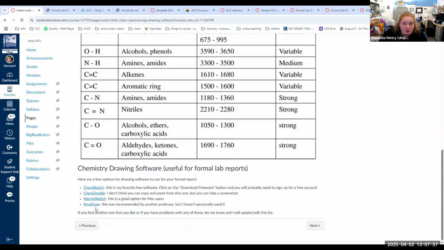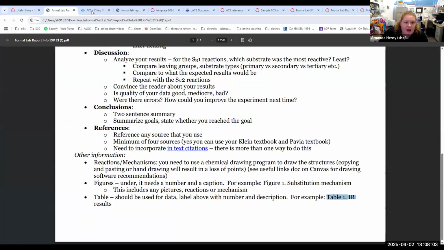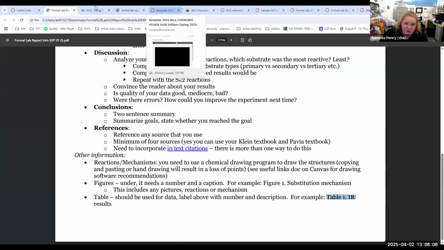Not all of them let you copy and paste though, so you might have to do screenshots and then crop it down. Marvin Sketch does let you do screenshots, and it works good for all types of tablets, laptops. So that would be my pick. I don't have as much experience with the other ones, but from what I have heard, they all are great. Okay, so I think we've covered everything here. I'm going to move over to the template, and then we'll look at the rubric.